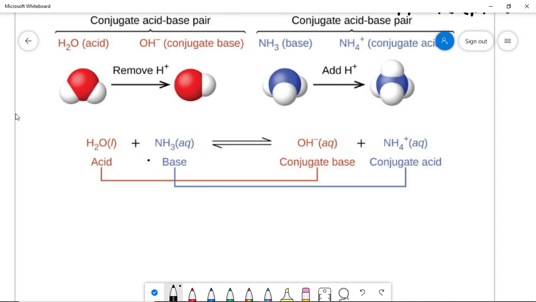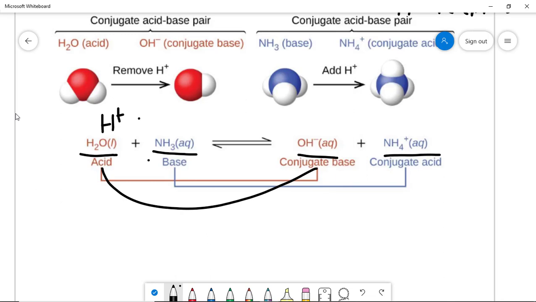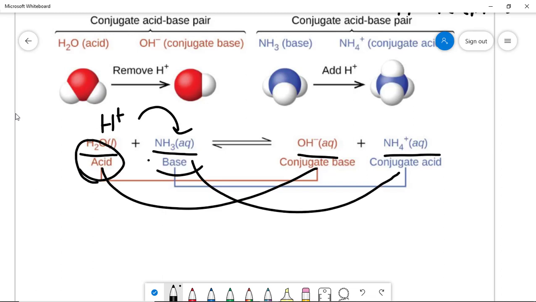So if I take a look at the example here, we've got H2O, NH3 produces OH minus and NH4 plus. Well, it's very clear to see here that H2O becomes OH minus because it takes that hydrogen and donates it to NH3. That allows NH3 to go from NH3 to NH4 plus. So whatever donated that proton is your acid, and whatever accepted it is your base.